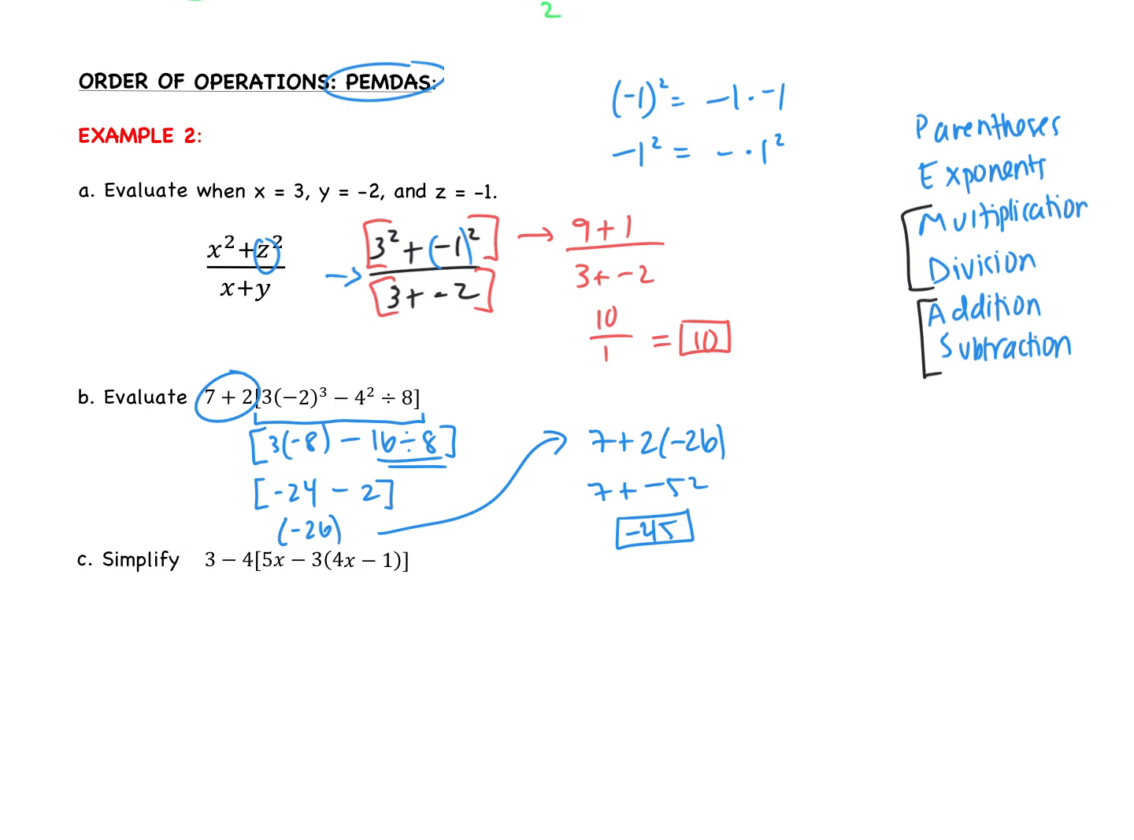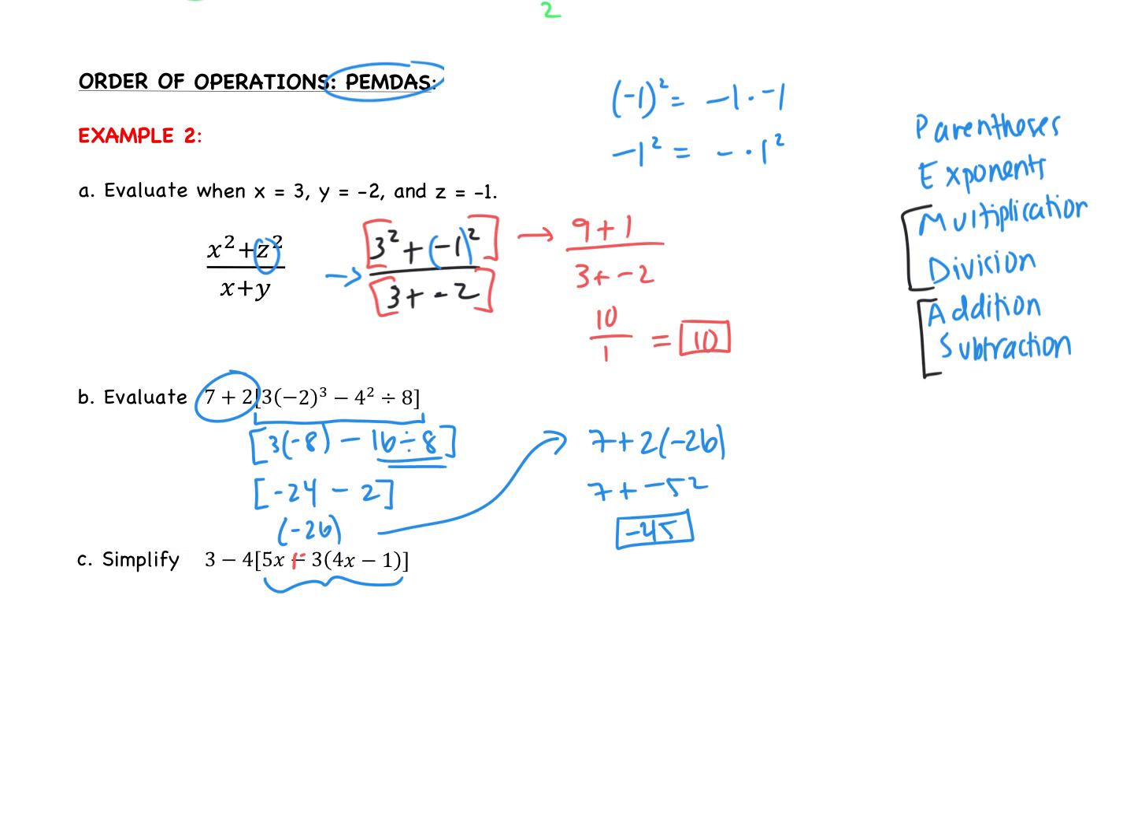Last one before our break is C. In C, we're simplifying. Our answer is not going to be a number because it has x in it. So our answer will have x in it. Again, we have to deal with the parentheses first. I do not like subtracting, so I try not to subtract if I don't have to. What I would do, instead of that -3, is change it to adding a negative.